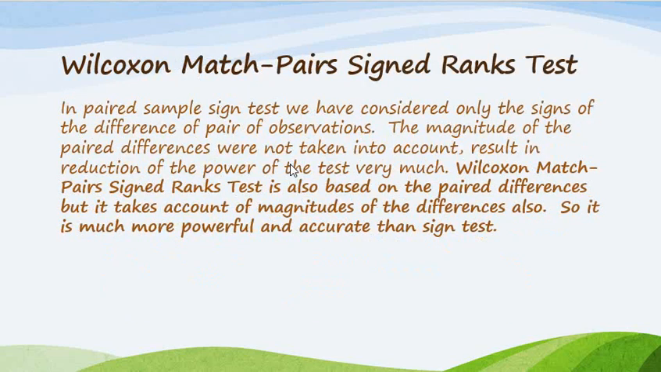The main difference between the signed-rank test and the sign test considered earlier is that in the sign test we consider only the signs of the differences between two observations, or the signs of the differences from the test value of the median. But here we also consider the magnitude. So it's a stronger test than the sign test.